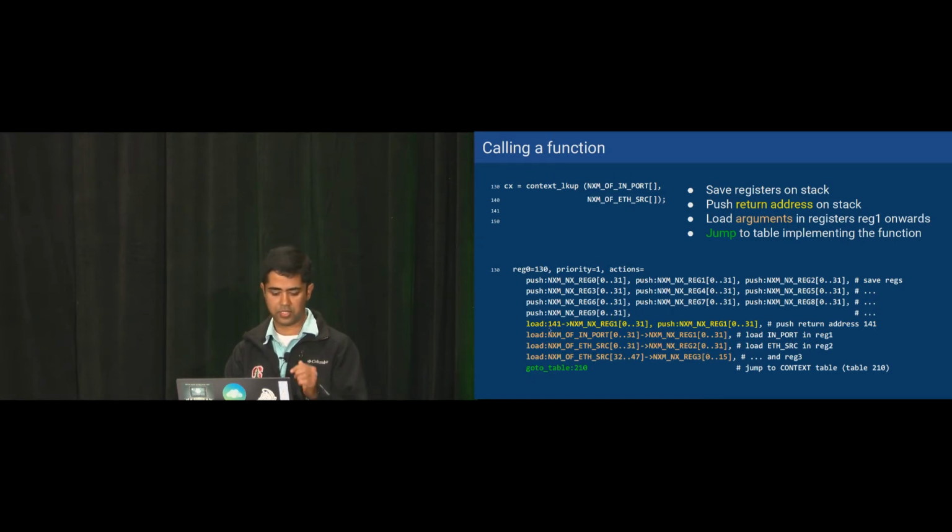We push the return address onto the stack, then we load the arguments of the function which is getting called from reg1 onwards. This function has two arguments, one which is 32 bits in size, the other one is 48 bits in size. That's why the second argument is split into two registers, 1, 2 and 2, 3. And then we jump to table 210, which actually implements the context lookup function.